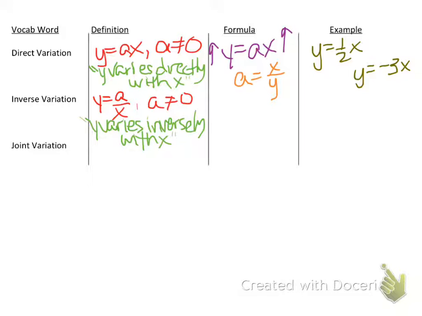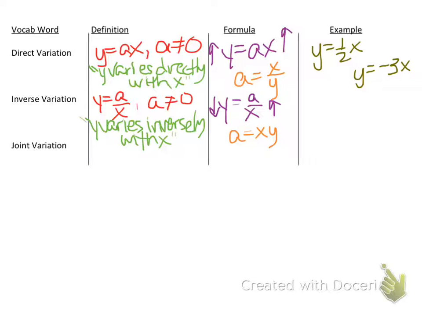Inverse variation, y varies inversely with x. In other words, and again, in both these cases, a cannot be equal to 0. But in this case, as x gets larger, if we get bigger and bigger numbers for x, then that means y is going to get smaller, because we're going to be having a number divided by a bigger and bigger number. We're going to have a smaller piece of the pie each time.